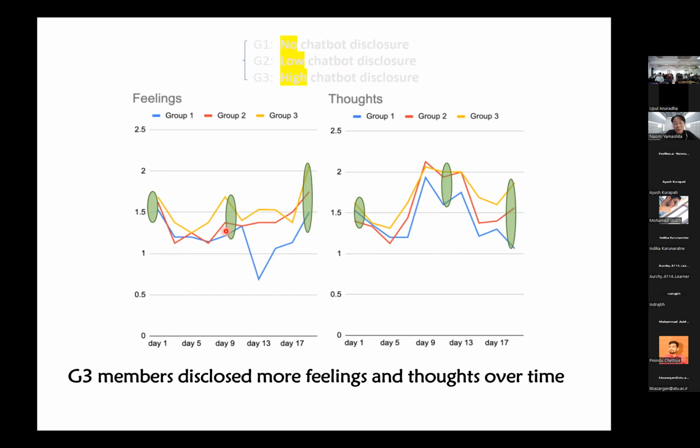You can see that depending on the topic they talked about, for some participants there's nothing to disclose, so they don't talk much, or they don't have feelings or thoughts to share. But you can still see that there's a discrepancy between the groups.